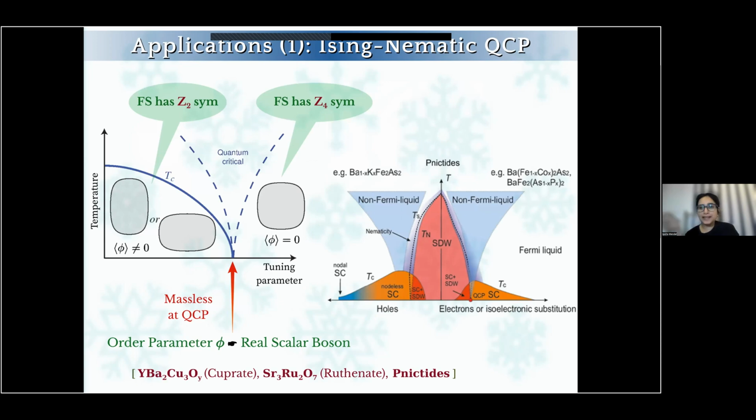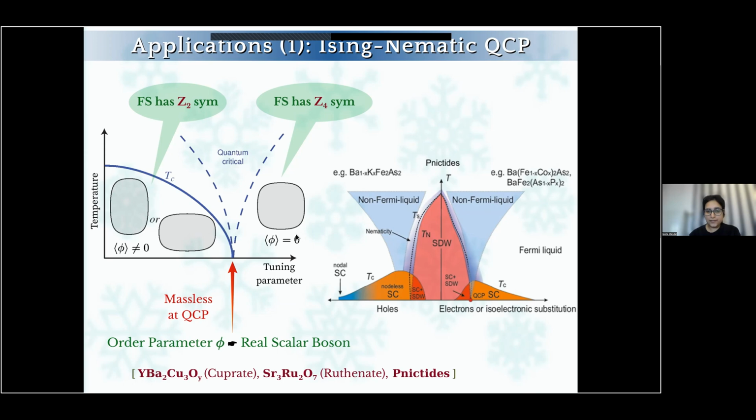Okay, so we applied this technique to various non-Fermi liquid systems, and the simplest one of them was the Ising nematic quantum critical point. For this quantum critical point, we have a phase transition between two phases where the Fermi surfaces have different symmetries. In the first phase, the Fermi surface has a Z4 rotational symmetry. That means it looks like this square. Whereas in the other phase, the Fermi surface has a reduced rotational symmetry, which is the Z2 symmetry. That means it is stretched either in the vertical or in the horizontal direction.